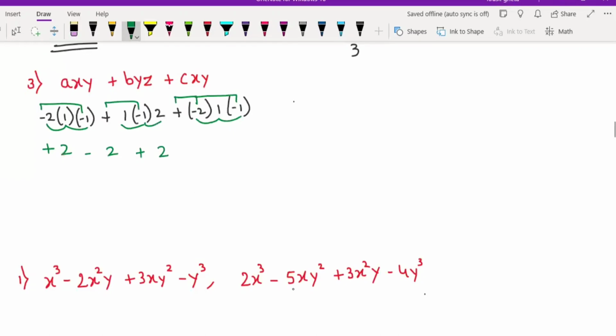Okay, so 2 minus 2 will give it as a 0. And what is remaining? Plus 2. 0 plus 2 will give it as what? Very simple, that is just 2. That's the solution for the third one, and that's complete the first main. Let us go with the next main.